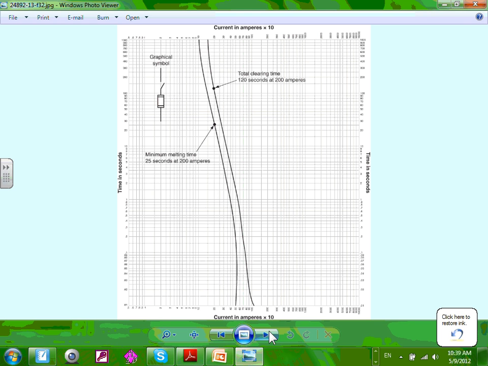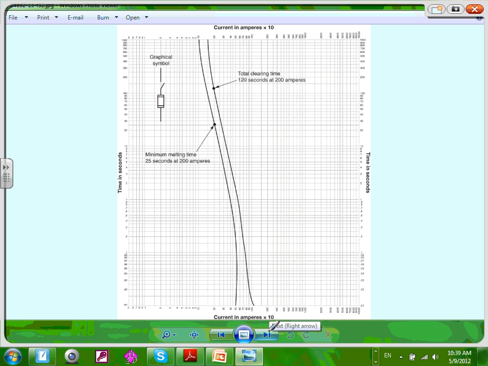If you have a fuse, Chris, the same thing. I'm going to highlight this right here, guys. Right here and right here. This is the time that it takes for the fuse to burn if you have a ground fault or short circuit value. So total clearing time is 120 seconds at 200 amps. And what size is this fuse?